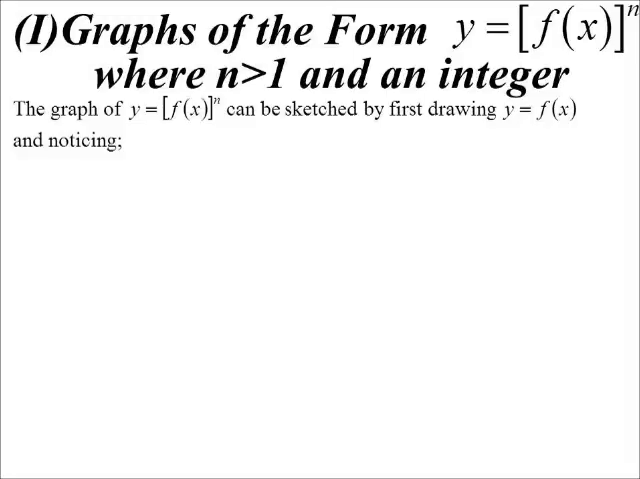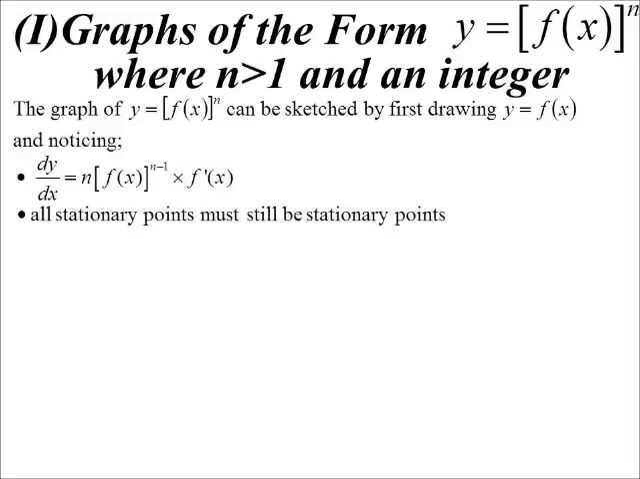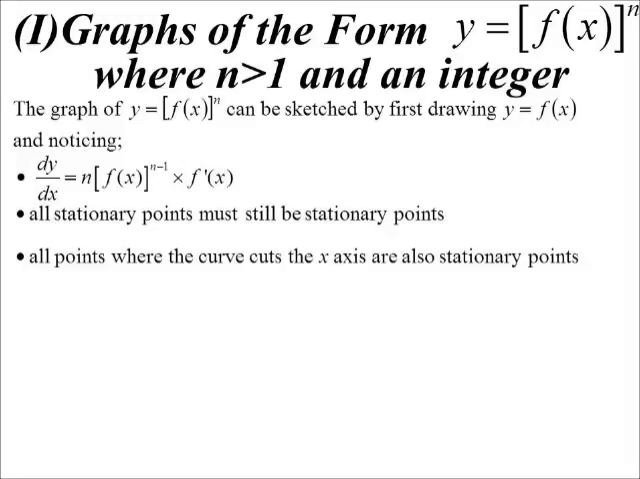So similar to the other ones, we draw our original graph. But if I have a look at the derivative, if I differentiate it using the chain rule, I'd end up with n f(x)^(n-1) times the derivative. So that's telling me any stationary points of the original curve will still be stationary points because it's times f'(x). But also notice this, it's times f(x). So any x-intercept that we originally had will now become a stationary point as well.